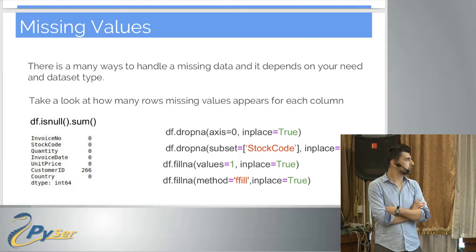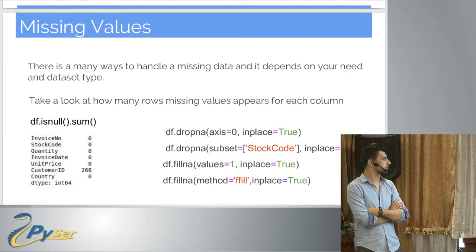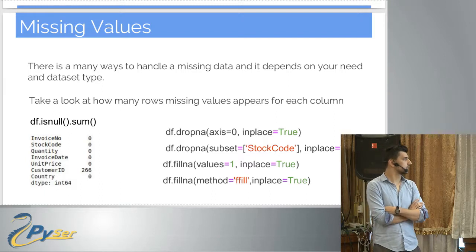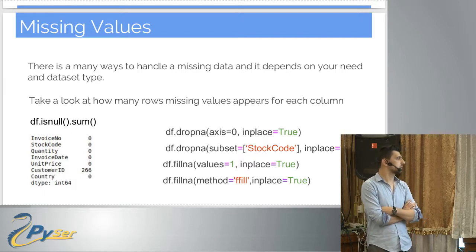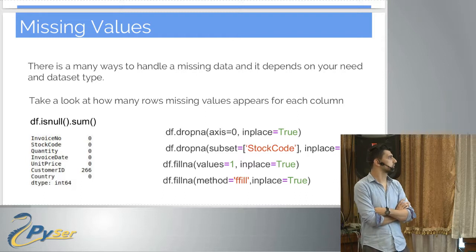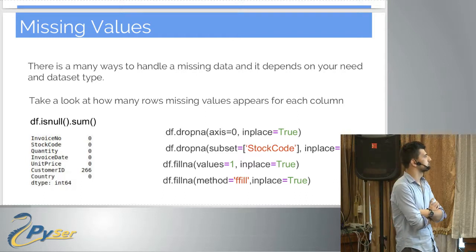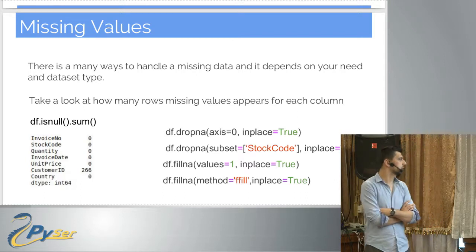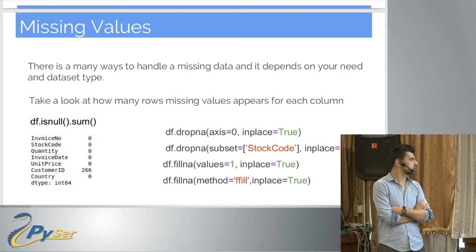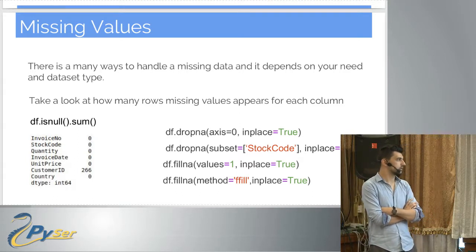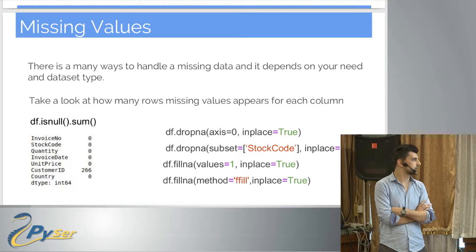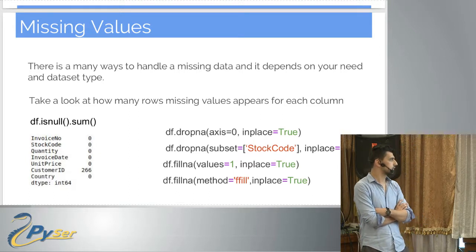This is a way to look at how many missing values you have in each column: the code sample I provide in the left bottom, isnull brackets dot sum brackets. It will summarize all missing values for each column. Actually, it returns you a Series.